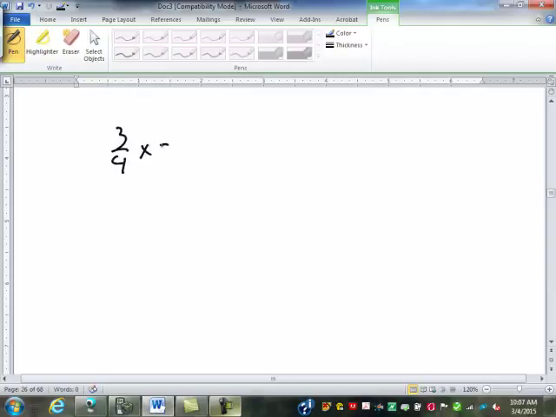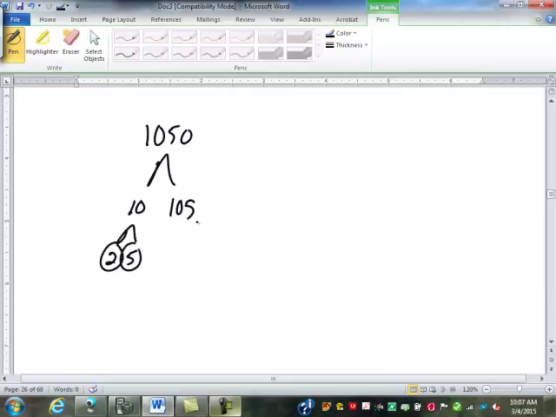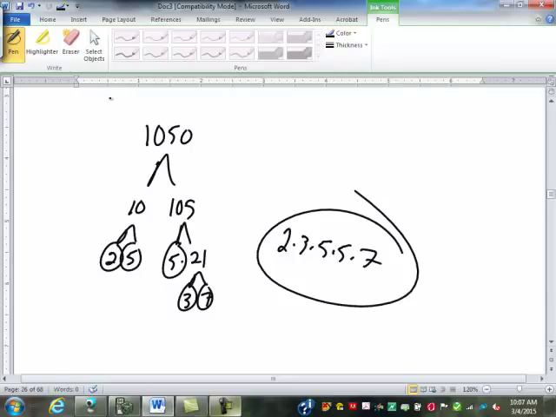Okay, number 35, I got 2 times 2 times 2 times 2. Is that correct? Let's check it out. 1,050. I would do 10 times 105 first, probably. And 10 becomes 2 times 5, so that's done. 105 becomes 5 times 21. 5 is done. 21 becomes 3 times 7. So that's 2 times 3 times 5 times 5 times 7.